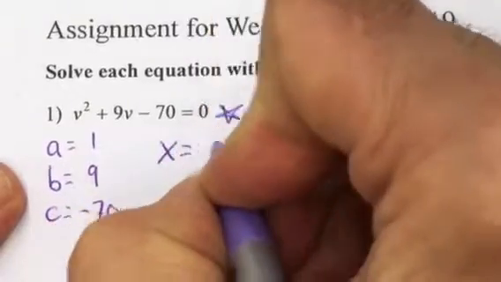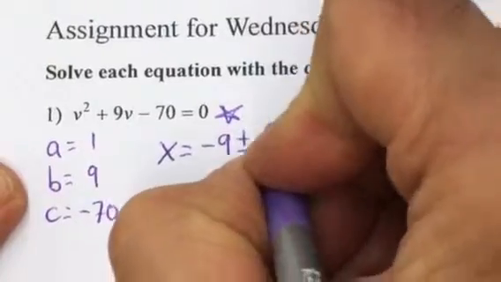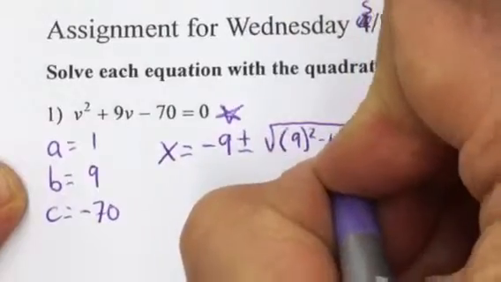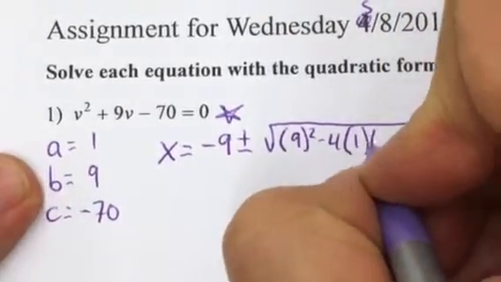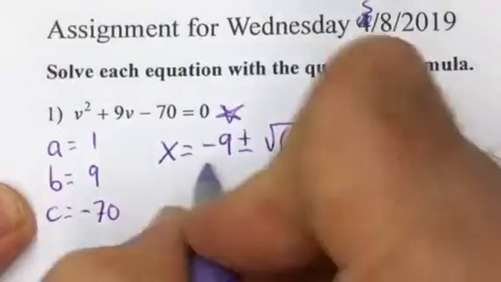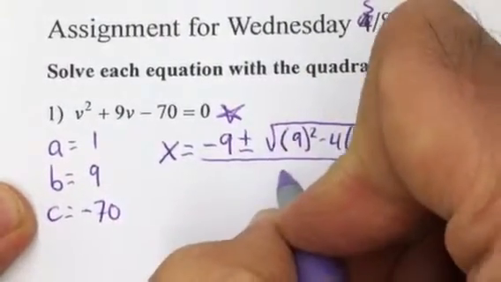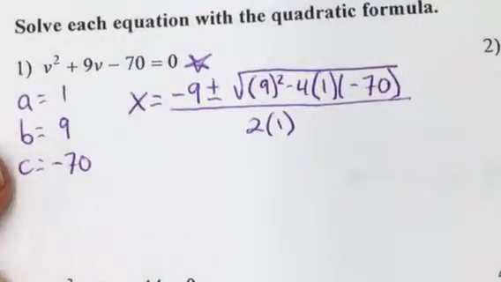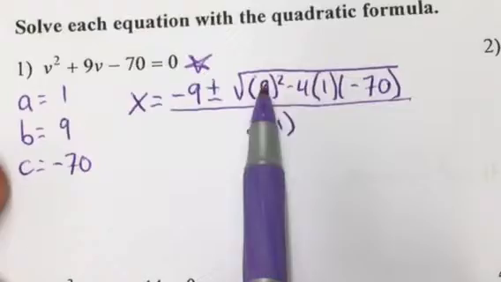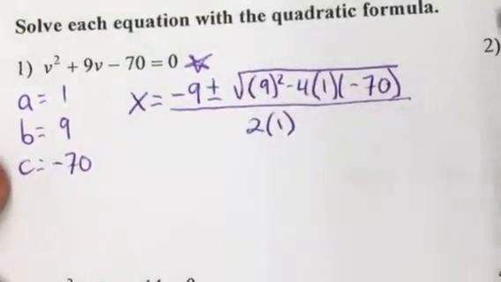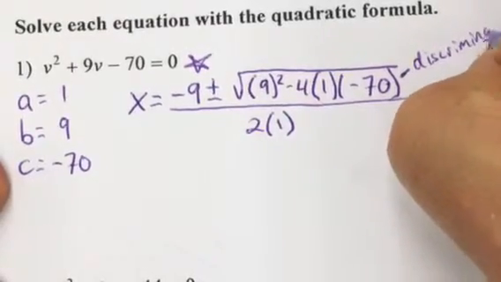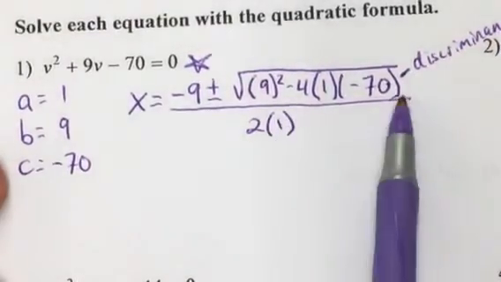So, x equals the opposite of b plus or minus the square root of b squared minus 4ac, all over 2a. All right, got it all written in there. Well, this, if you remember from yesterday, is our discriminant. This tells us how many solutions there are going to be.